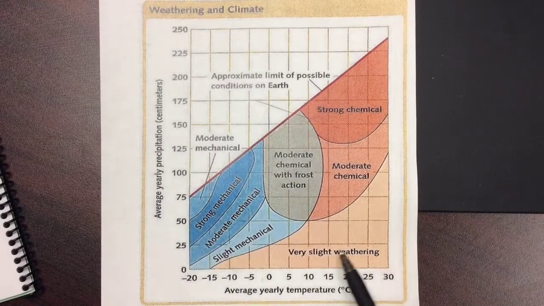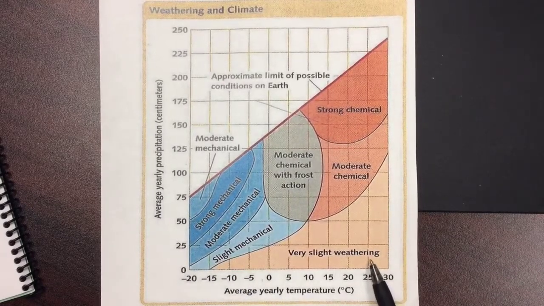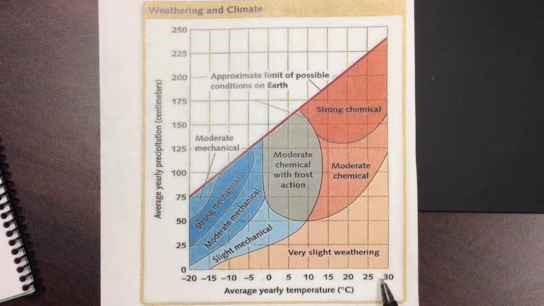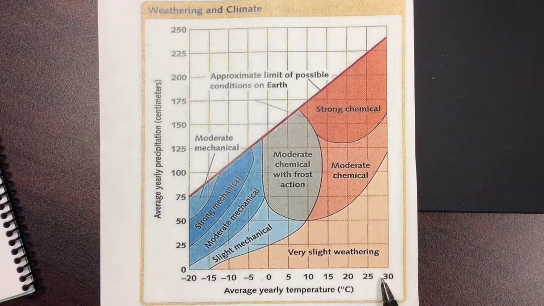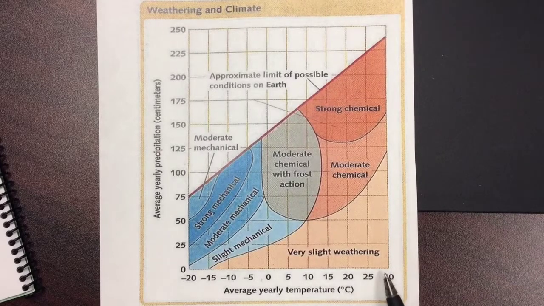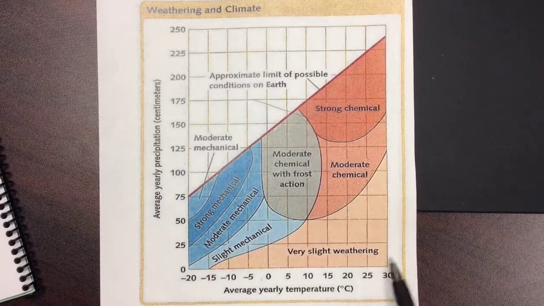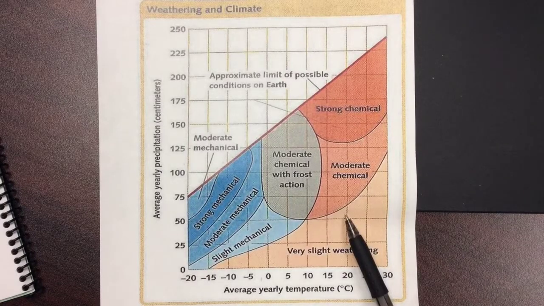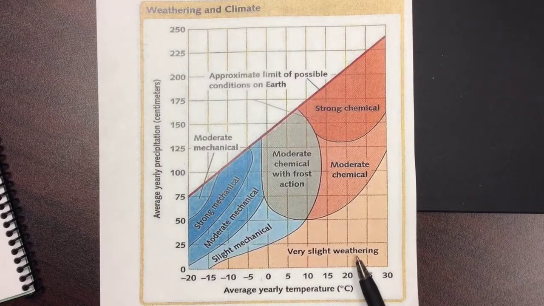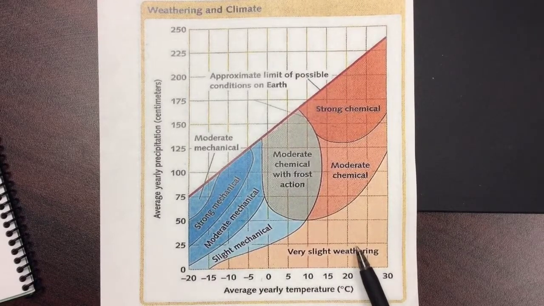Moving over here, in this extreme corner, you're going to have a lot of heat. So remember, 30 degrees Celsius or centigrade is roughly the equivalent to like 90 to 120 degrees Fahrenheit, which you guys are used to in the United States. In this area, I don't have a lot of precipitation, and I have a lot of heat. So this area is going to be an example like Arizona. You're going to have a lot of rock, sandy stuff, and it's going to be very slight weathering, because there's not a lot of mechanical or chemical going on.